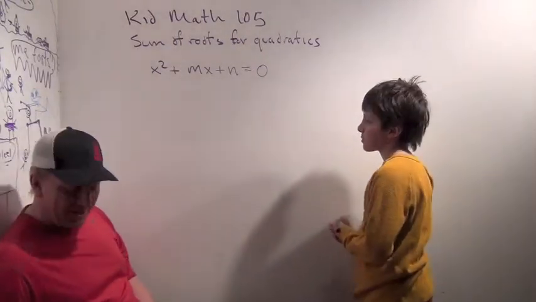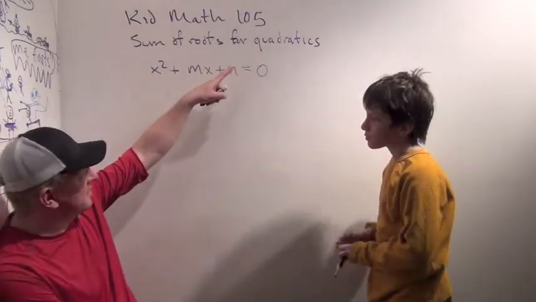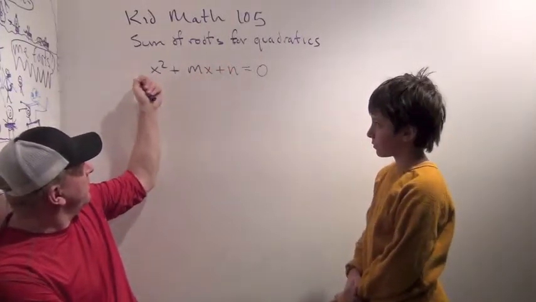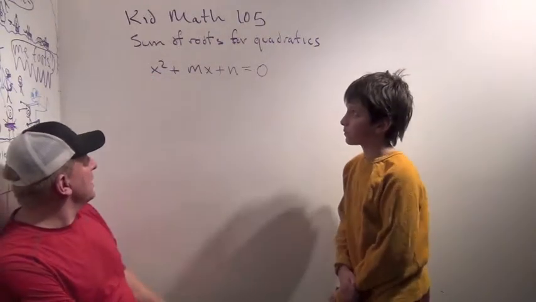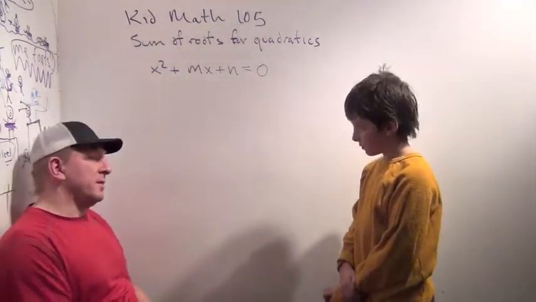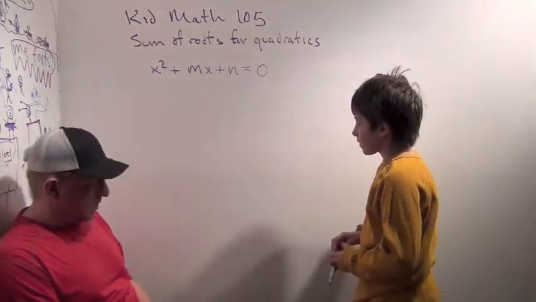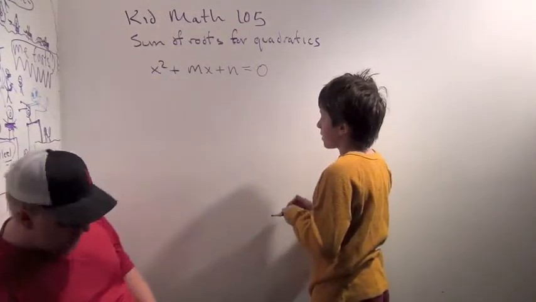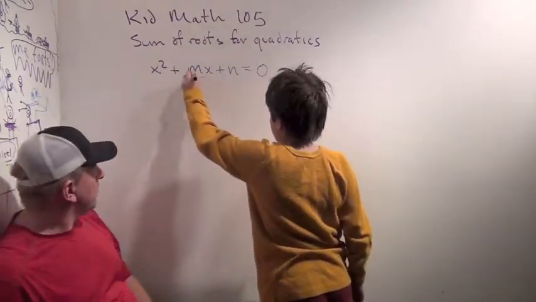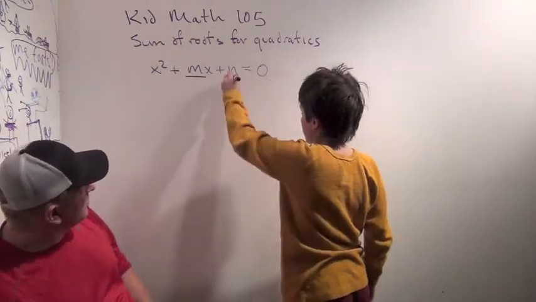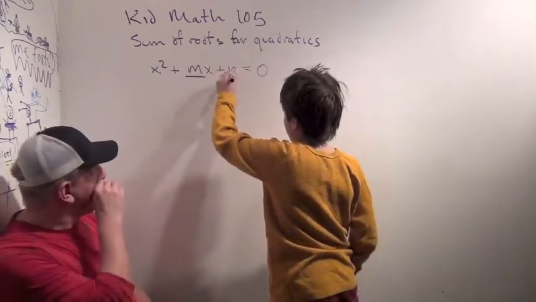So we're going to do a little review topic, just for fun. The sum of the roots for quadratics. When you have a quadratic equation that leads with a 1 on the x squared, how do you find the sum of the roots? Well, the sum itself is negative m, and the product is n.